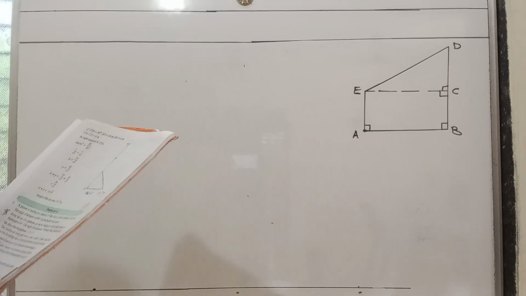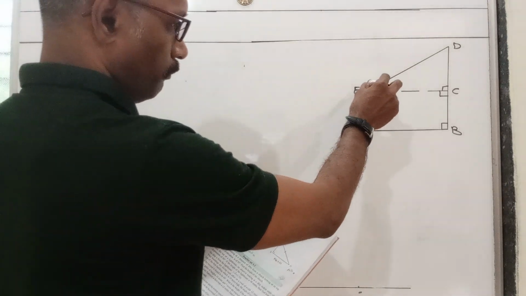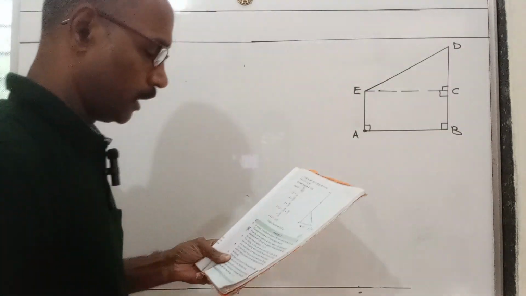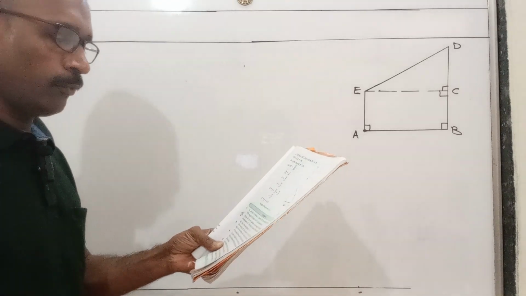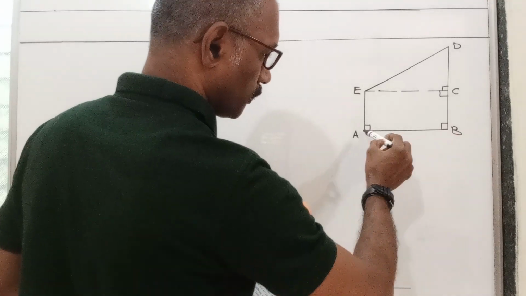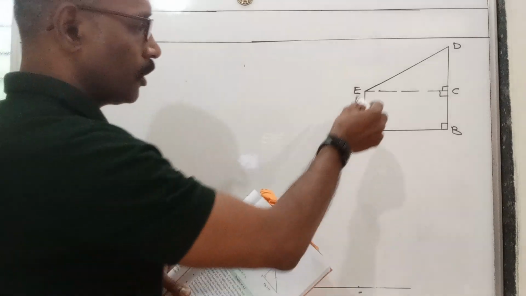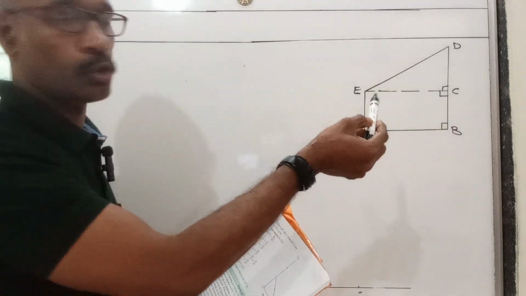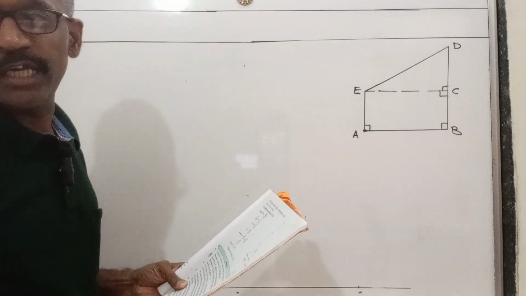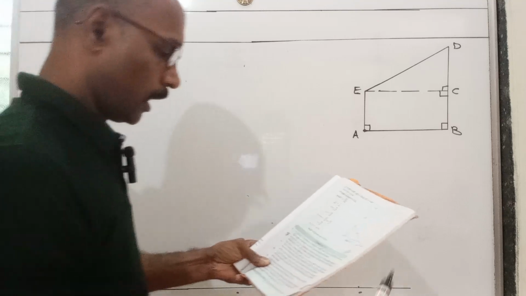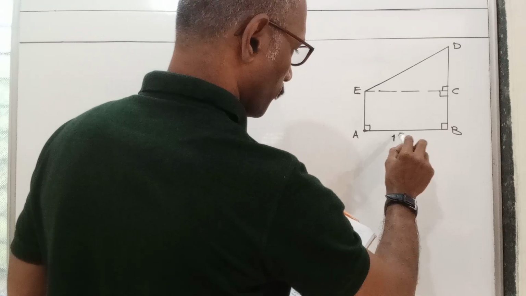Practice set 6.2. Question number 3. Two buildings are facing each other. Building AE and building BD are facing each other on a road of width. This is the width of the road. AB is the width of the road, and on either side of this road, AE is the first building, second BD, and the width of the road is 12 meter.